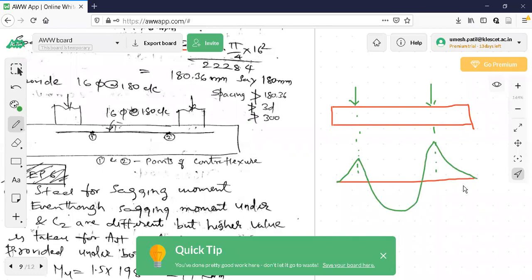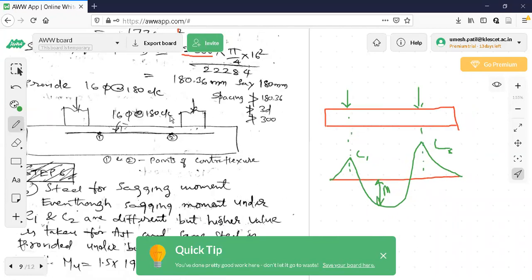Okay. Now I know that this is the highest, the maximum is here, which is more than the bending moment under column C1, under column C2. I think you remember this. C1, C2, and this one. This is maximum bending moment. Now what I have done is, corresponding to maximum bending moment, which is hogging, I have calculated the reinforcement 16 mm bars at 180 center to center.